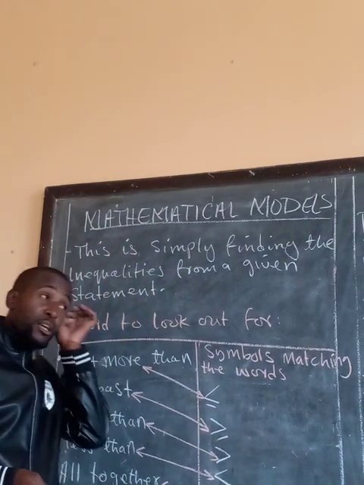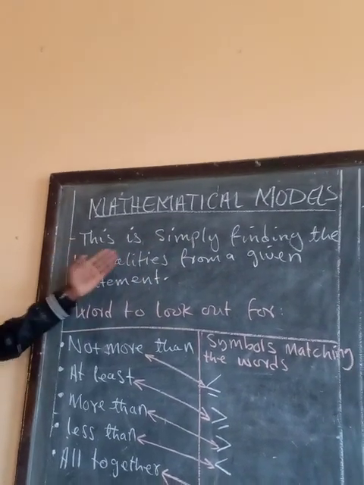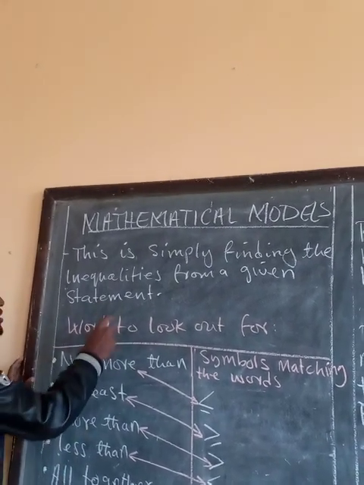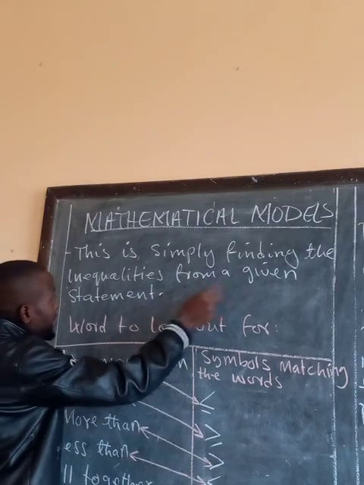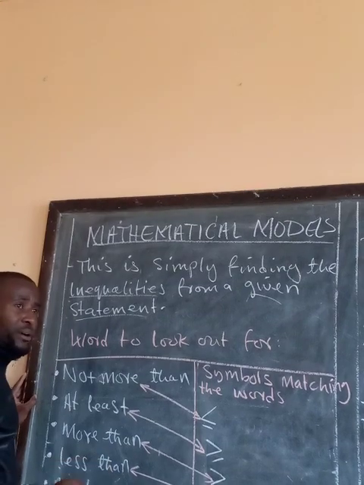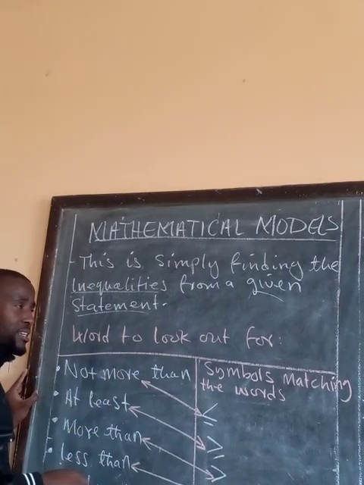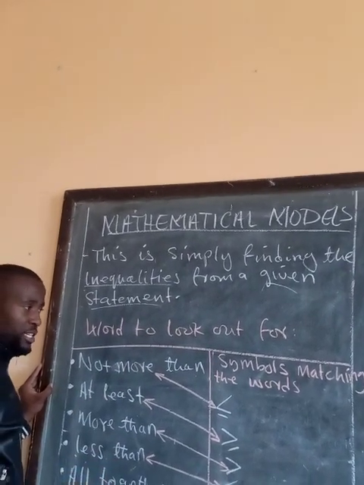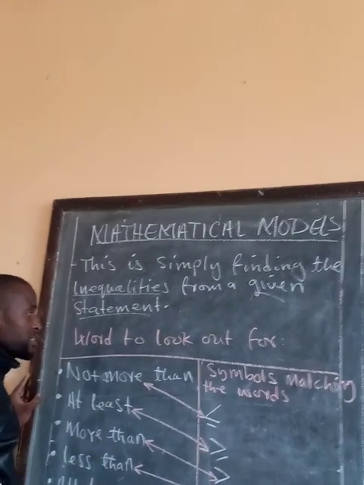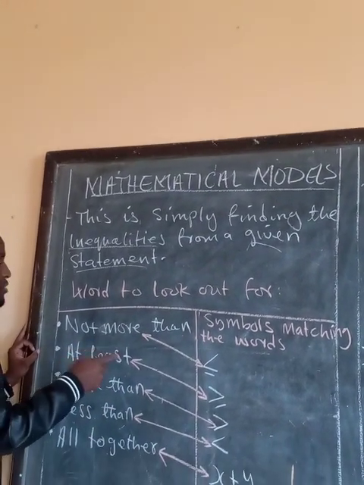Let me make you understand linear programming and mathematical models. We are simply saying that this is finding the inequalities from a given statement. So we know what an inequality is, and we know how to find the inequality when it is given on a diagram, and we know where to shade and where not to shade, and what kind of symbol represents a particular line. Therefore, when we have that knowledge, mathematical models is just a walking step. So now let's look at something we need to concentrate on.